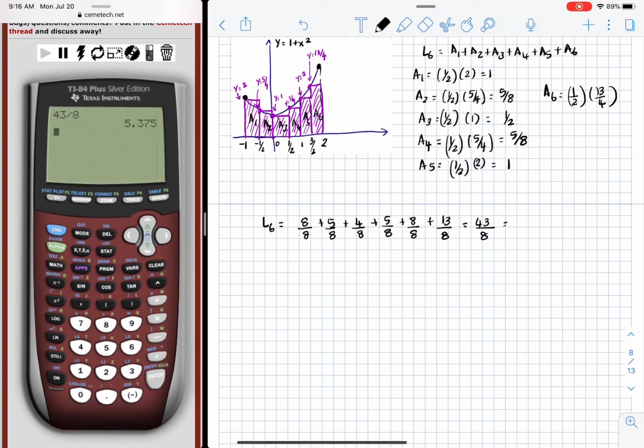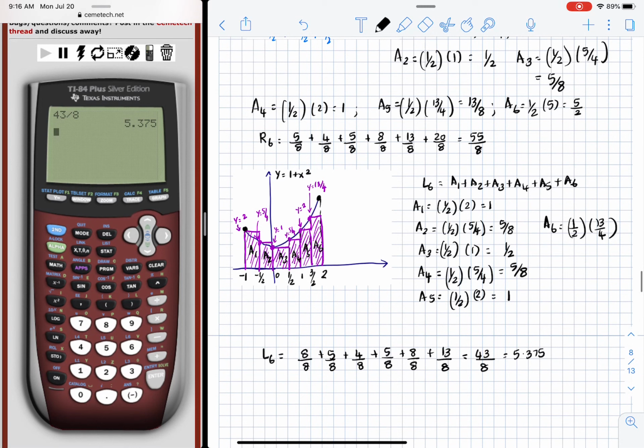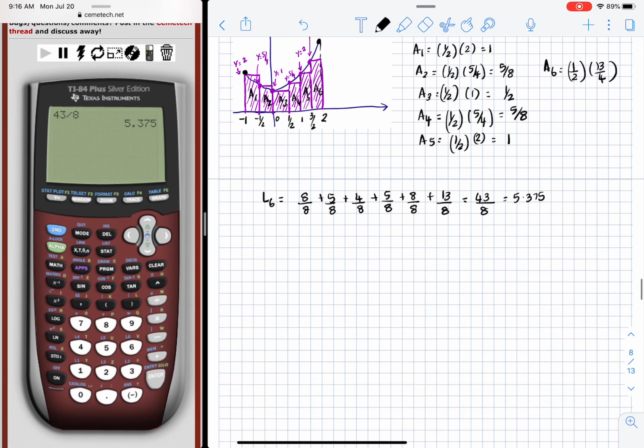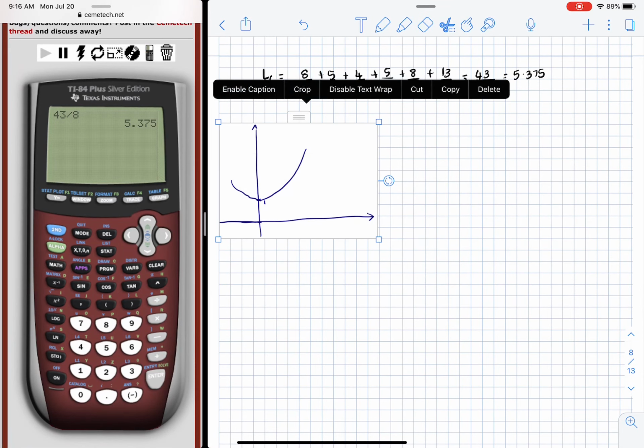That's about 5.375. Let's see where these points fall. Now, using midpoints, we still have to do midpoints. We have 6 rectangles, so we've got to evaluate midpoints of those 6 rectangles and use the midpoints to identify the area. So let's finish that first, and we could come back and compare the areas.